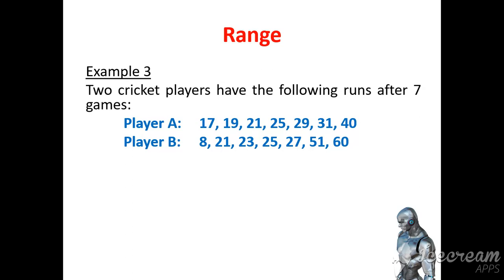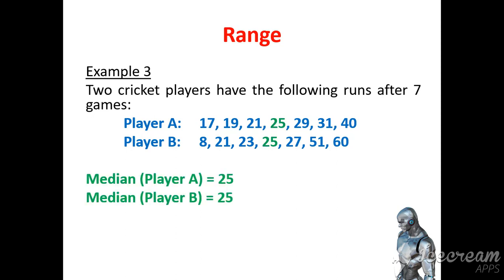So here's example 3. Two cricket players have the following runs after 7 games. So player A's got some runs and player B's got some runs. Now, if we have a look at them, both sets of numbers have been put into order. So I've calculated the median for both players, an average called the median. The median is the middle number. And both players have got a median of 25. So if I was a cricket selector and I was deciding who I wanted in my representative team, both players are averaging 25. It would be hard to decide based on that.